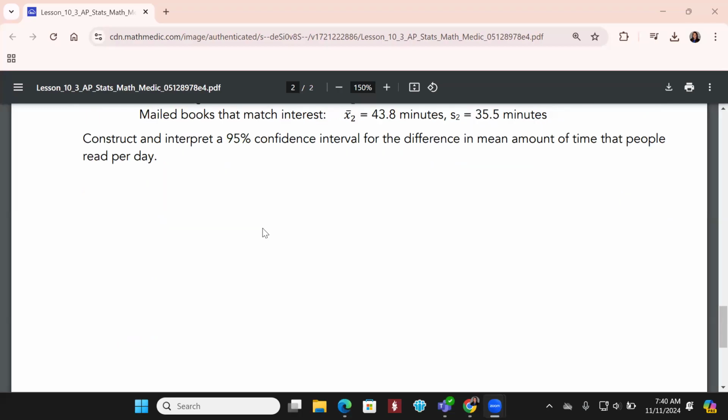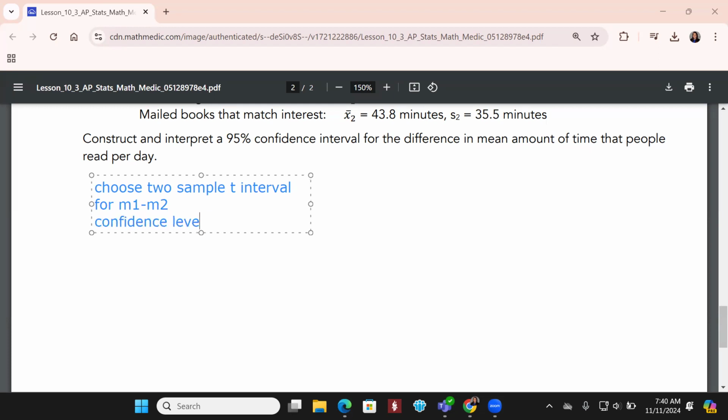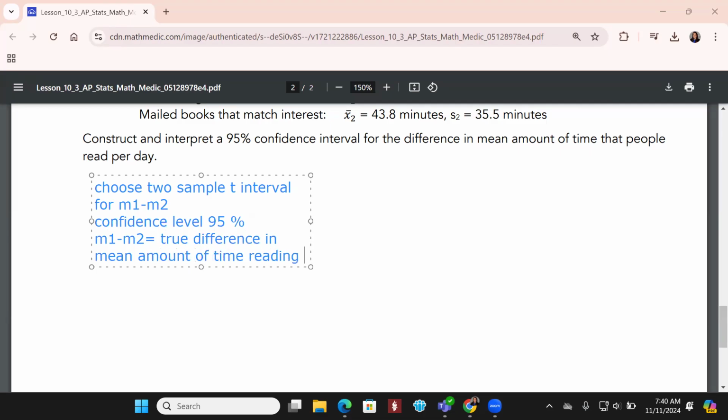So the first thing we got to do is choose. Okay. So we choose a 2-sample t-interval for mu1 minus mu2. The confidence level was 95%. And then mu1 minus mu2 is the true difference in mean amount of time reading. And that's no books minus the mailed books.